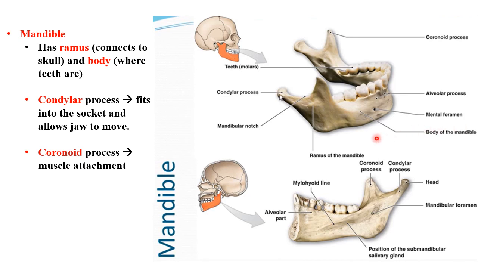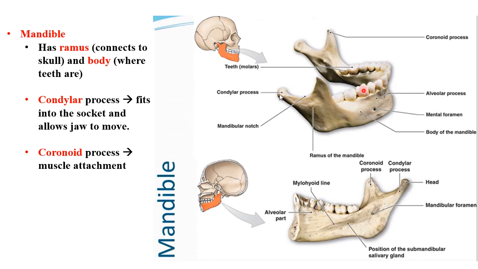Okay, so here more on the mandible. This is a very, very interesting bone, right? It's one of the ones that really moves around. So the mandible has a part that is very important. It's called the ramus. So this is the part right here. This is the part that's going to connect to the skull. Okay, so right there, this is the ramus. And then the body is going to be this part here. And this is the ramus right here.